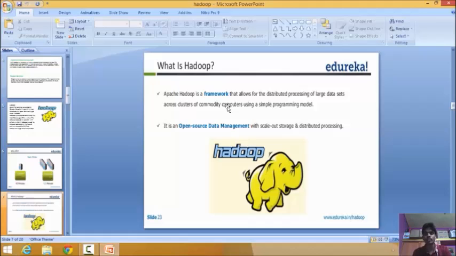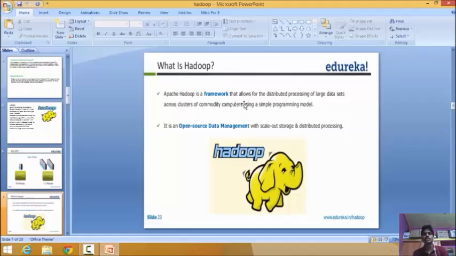Why should we use cheap computers? Because as we are storing a large amount of huge data, we can't spend much money on storage. What we have to do? We have to take cheap hardware, cheap computers for storing the data. And why cheap computers? We will discuss this in the future slides.